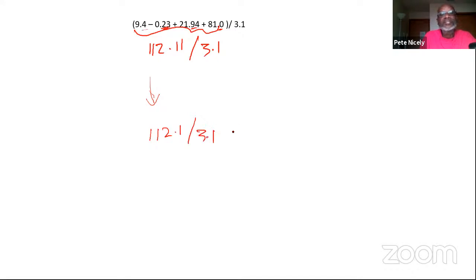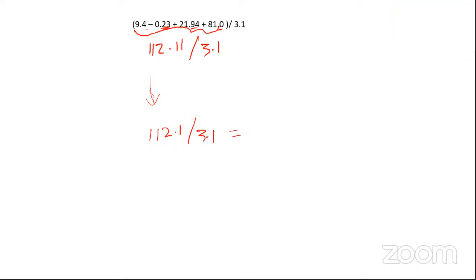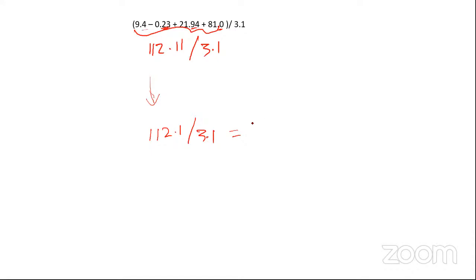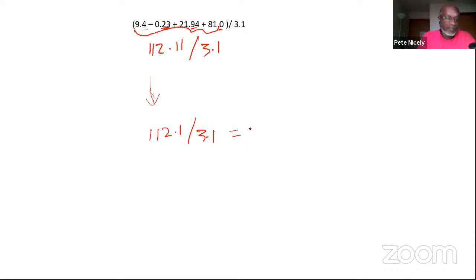All right. Okay, so what's the next step? Divide that. 112.1 divided by 3.1. And I get a huge string of digits here. So I need to round this off to what? 2 sig figs, right? So therefore this becomes 36. And that's basically how that is done. All right. Okay, any questions about this one? This one is a relatively easy one.